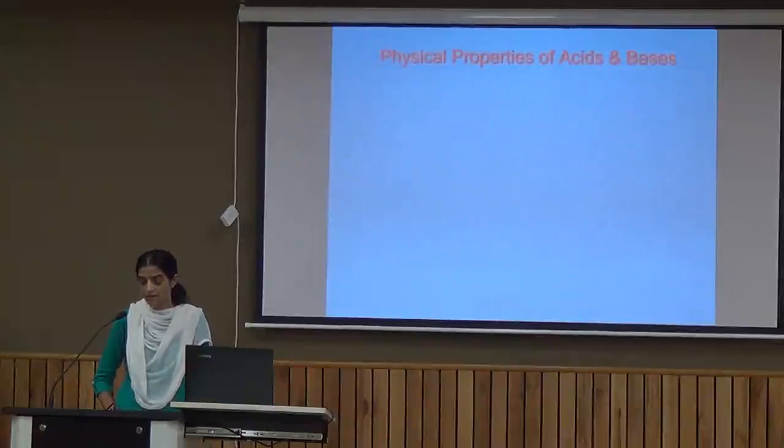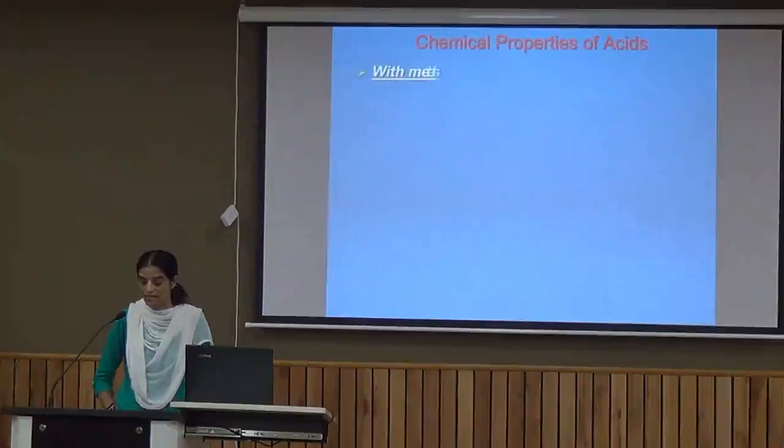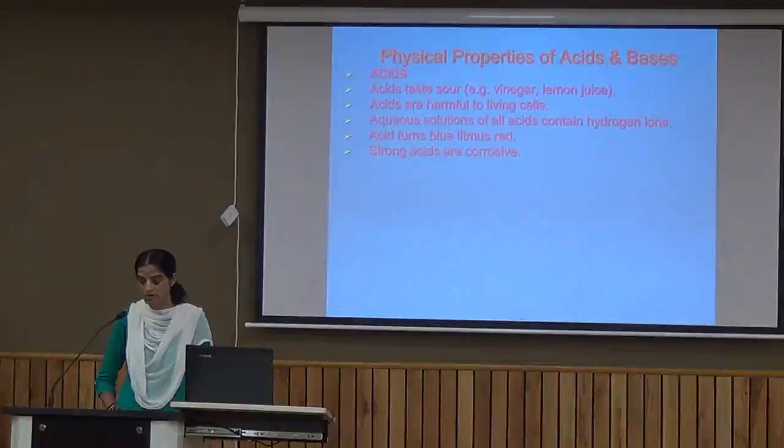Then next come the physical properties of acids and bases. Let us see. Acids taste sour. Acids are harmful to living cells as they have corrosive action on skin. Then aqueous solutions of all acids contain hydrogen ions. This we have already seen, how they ionize in solution to form hydrogen ions. Acids turn blue litmus red. Then strong acids are corrosive in nature.